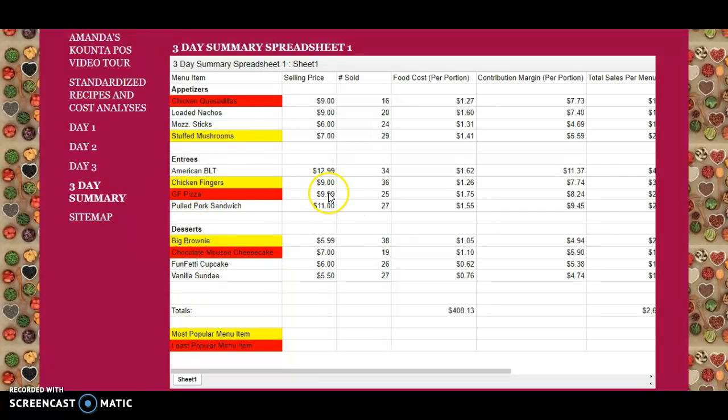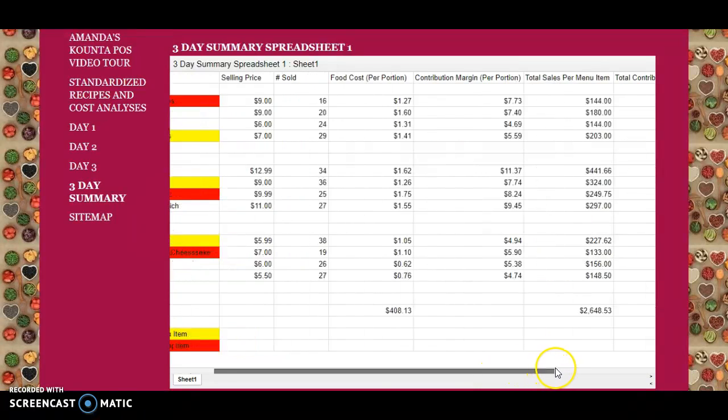So just to give you another example, I'm going to start off with the gluten-free pizza. The selling price was $9.99 for the gluten-free pizza, and out of all 3 days, we sold 25 of them. The food cost per portion is $1.75. Again, that comes from the standardized recipes and cost analyses worksheet. The contribution margin per portion would be the $9.99 minus the $1.75, so that's $8.24.